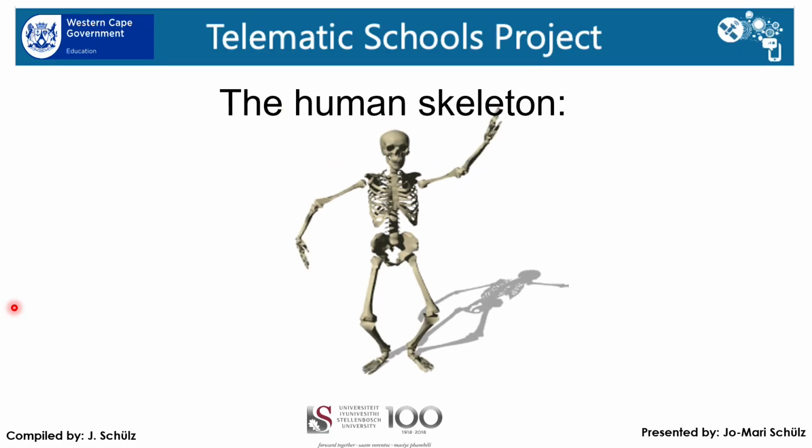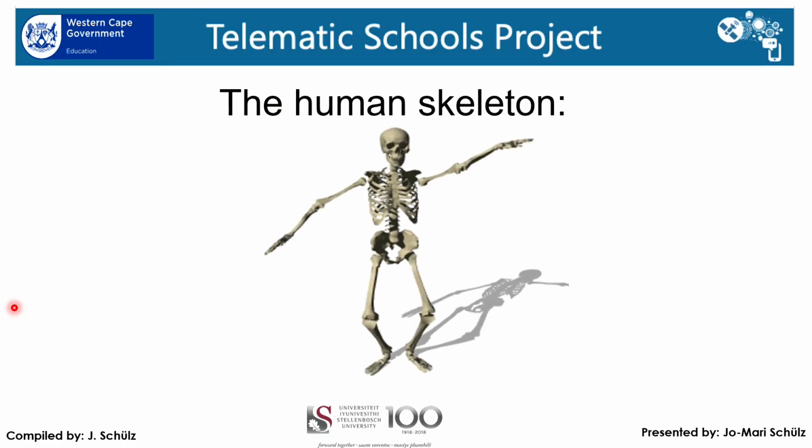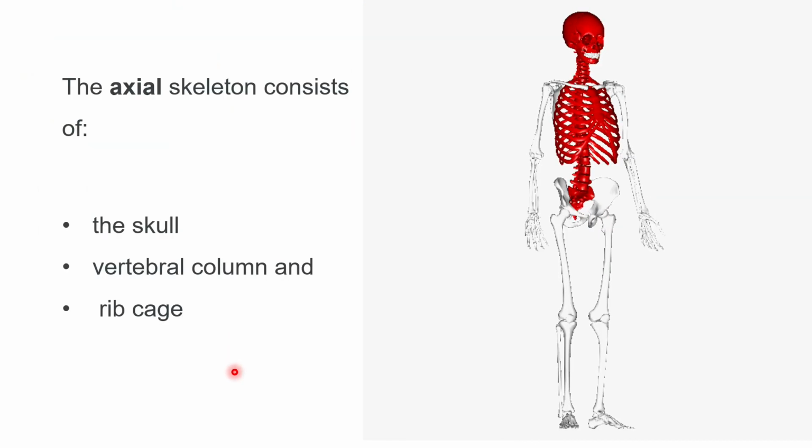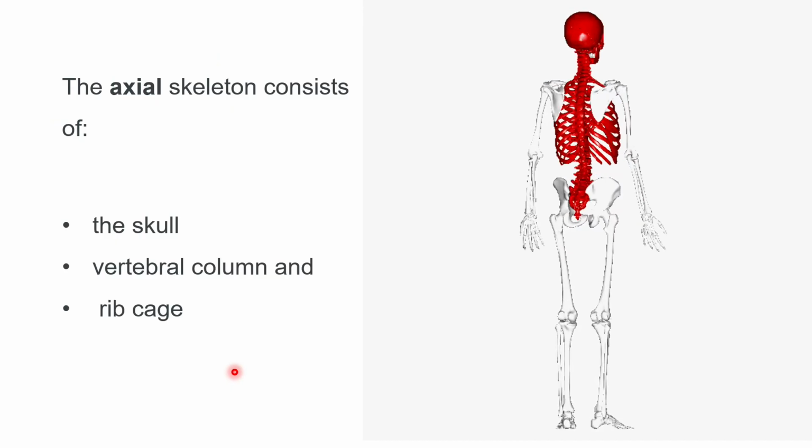Right, so we're going to do the human skeleton. And when we look at the human skeleton, we can see that we can divide the skeleton into two main sections. We've got the axial skeleton and the appendicular skeleton. So there's two parts of the skeleton, the axial skeleton and the appendicular skeleton. So what is meant by the axial skeleton?